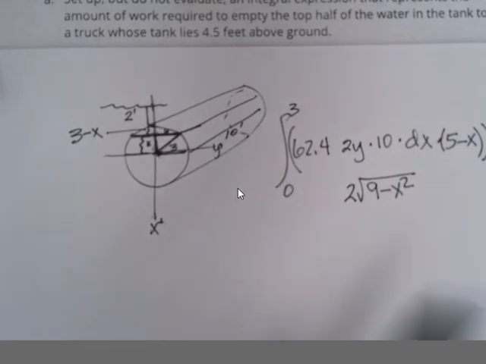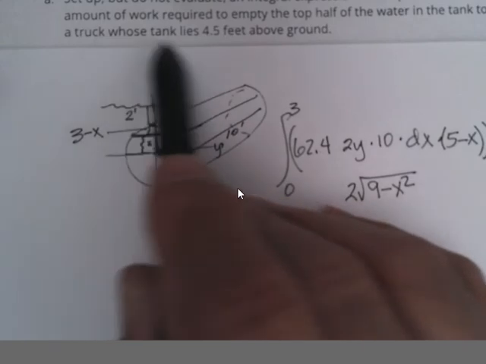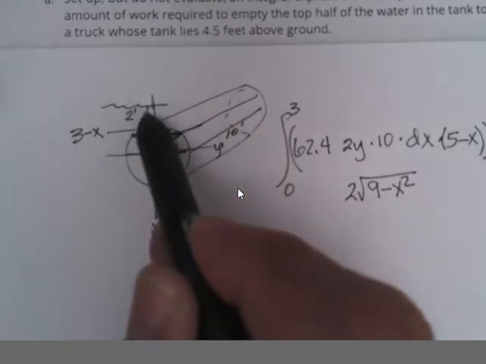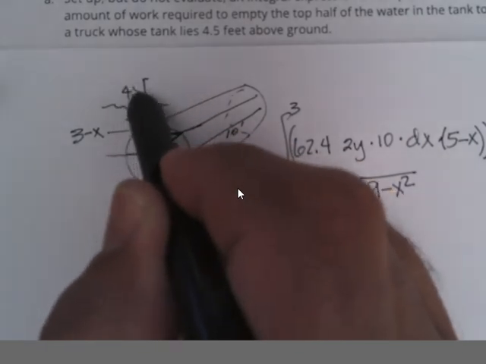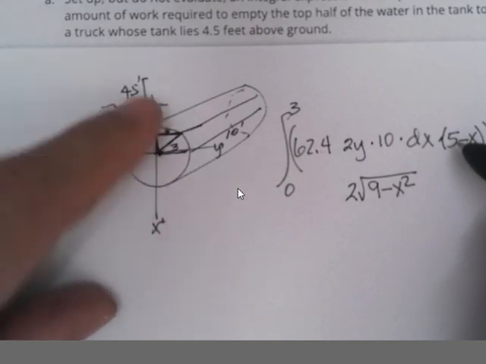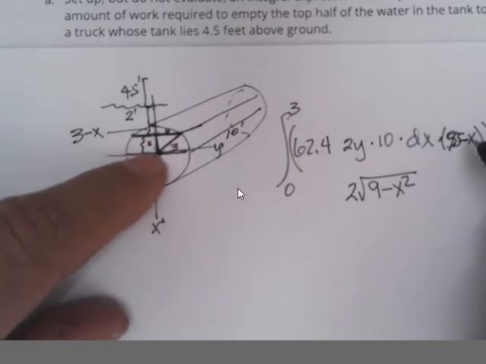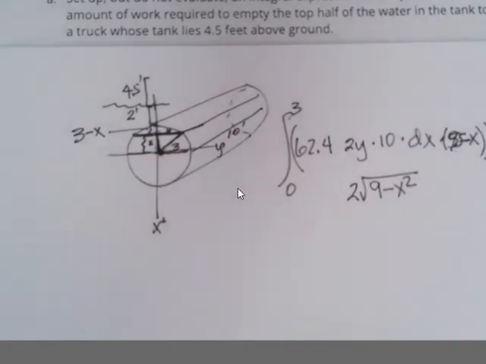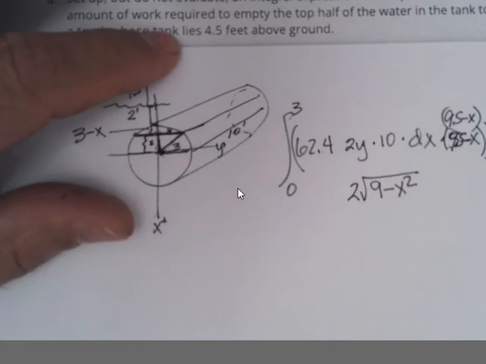Whoop, whoop. Setup. Do not evaluate. Integral for doing it, raise it. Oh, we have to lift it up. Not only the 2 to the surface, but we have to lift it up 4.5 feet more. So it's going to be 4.5 plus 2 plus 3, 9.5, minus however high the x is. So it should be 9.5 in there. I don't know why I saw that now and didn't see it earlier.